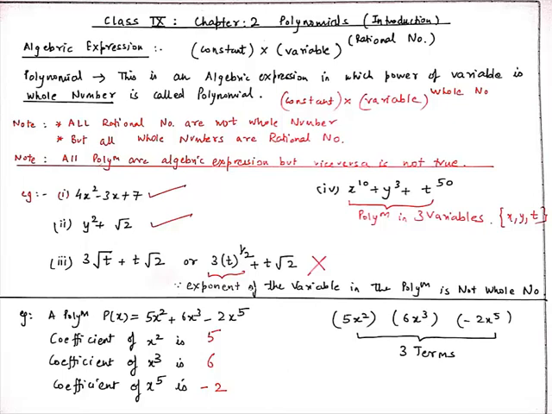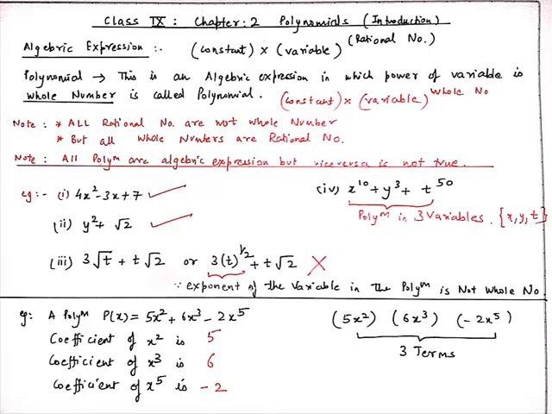Now, let us take some examples and observe which are polynomials and which are not. So first is 4x square minus 3x plus 7. Yes, as the variable power is a whole number, the first is a polynomial. Similarly, the second is also a polynomial. And third, students, 3 root t plus t root 2, or it can also be written as 3 t raised to the power 1 by 2 plus t root 2. As you can see, the exponent of the variable is not a whole number. Therefore, it is not a polynomial.